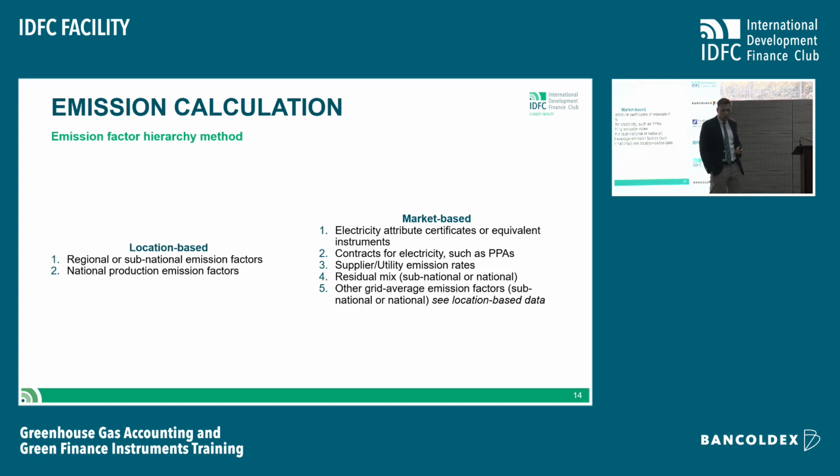Emission factor hierarchy method. So, of course, we would like to use location-based factors. So when we talk about the grid emission factor in Poland, where I live, or in Jordan, where I have one of the projects, we use one emission factor because in general, there is one grid, basically, right? But I can imagine there are countries where the grid is not connected between different regions. So these different regions might have different grid emission factors.